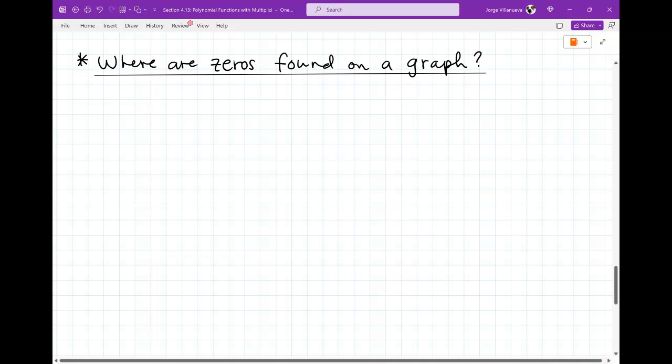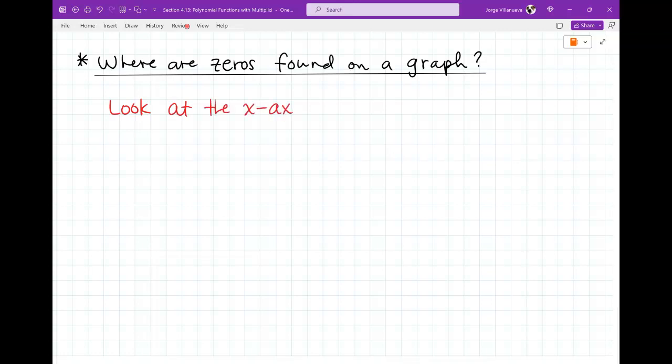But where are zeros found on a graph? So this is more of a reminder. Where did we say we find them when we look at a picture? On the x-axis, right? So I'm going to put right here, look at the x-axis. So this is just a real quick reminder. All right? Now, another real quick reminder.